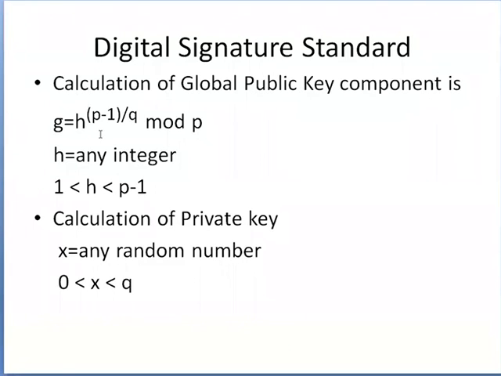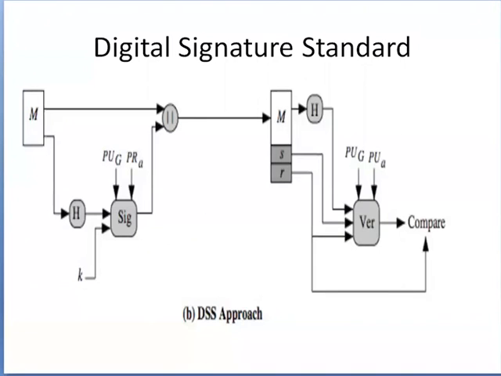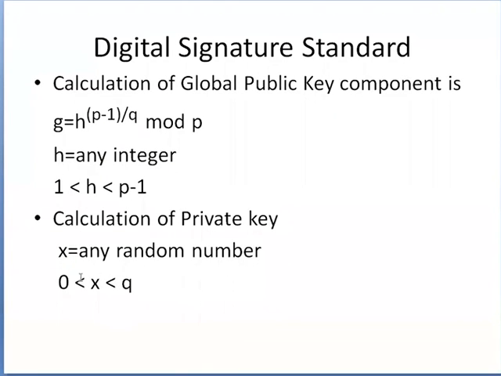P we are going to take as a random prime number, which we will see in the next slide. So first, H is any integer we take, and G is H raised to (P minus 1) by Q, mod P, where H resides between 1 and P minus 1. Then we need to calculate the private key. We take X as any random number, residing between 0 and Q. That is how we calculate the private key.